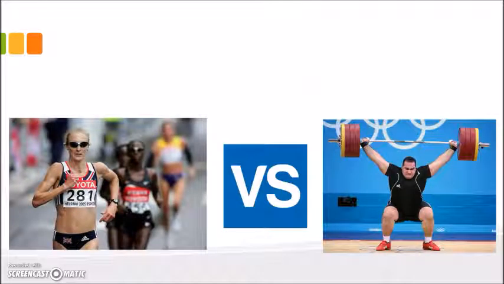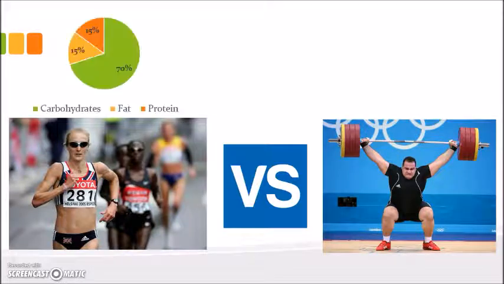Right, I want to now compare a marathon runner to a weightlifter and look at their diets. So rather than looking at average amounts, I've changed the amounts they need. So I said a marathon runner needs 70% carbohydrates, 15% fat, and 15% protein. Now, the reason I've increased the carbohydrates so much is because the marathon runner needs to run for at least 2 hours. The world record for marathon is just under 2 hours. So you need massive amounts of energy to be able to run for 2 hours. Therefore, we need a lot of carbohydrates.